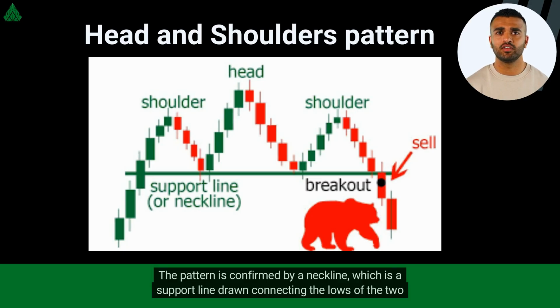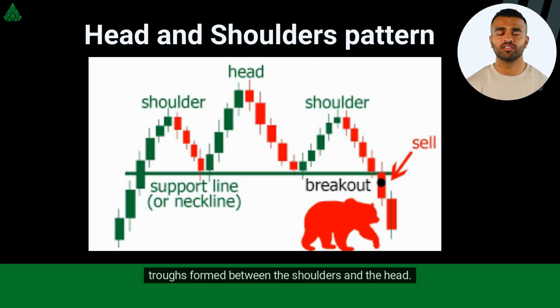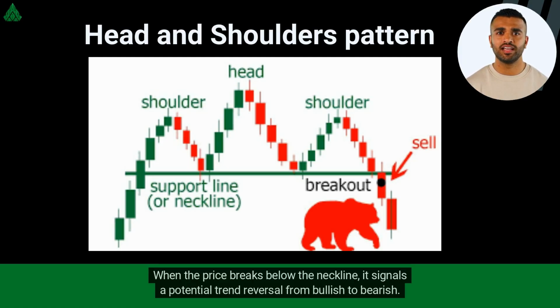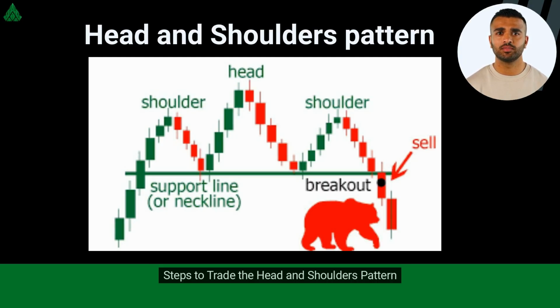The pattern is confirmed by a neckline, which is a support line drawn connecting the lows of the two troughs formed between the shoulders and the head. When the price breaks below the neckline, it signals a potential trend reversal from bullish to bearish. Steps to trade the head and shoulders pattern. To trade the head and shoulders pattern effectively, follow these steps.